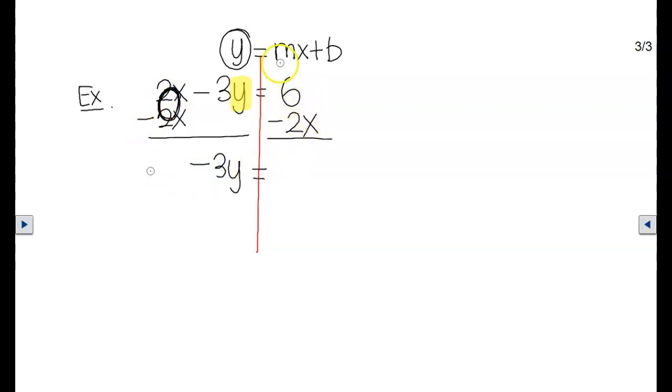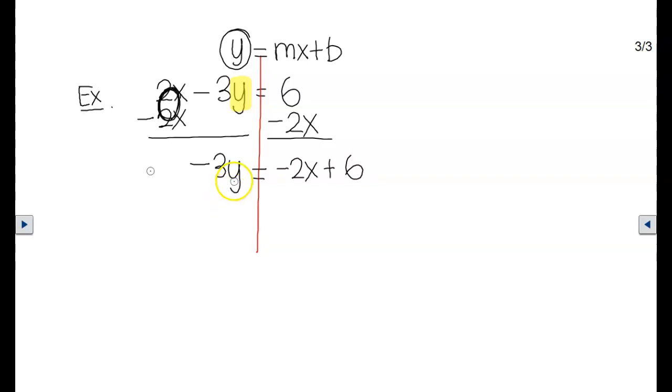And over here, I'm going to arrange this in my mx plus b order. So the x term needs to go first. So I'm going to put negative 2x first, and then my positive 6 second. So here's where I am. I have negative 3y is equal to negative 2x plus 6.